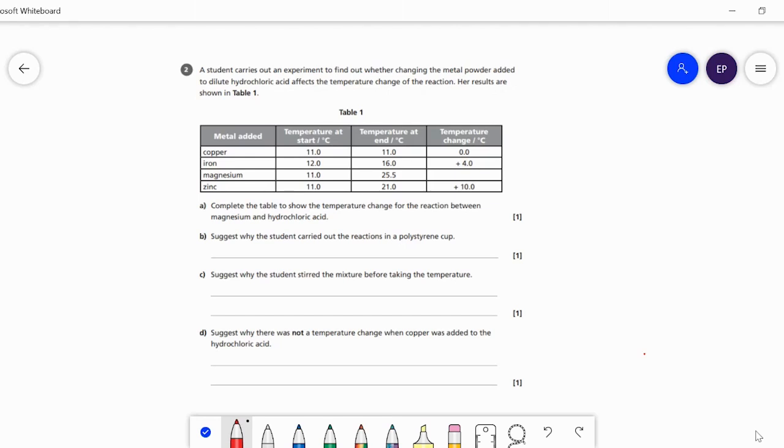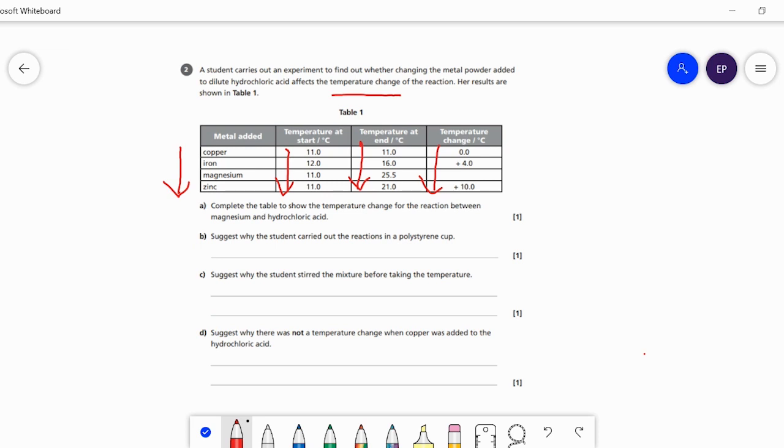an experiment to find out whether changing the metal powder added to dilute hydrochloric acid affects the temperature change of the reaction. Her results are shown in Table 1. The table shows the 4 different metals that were used, the starting temperature in degrees Celsius, the temperature at the end of the experiment, again in degrees Celsius, and finally the temperature change, again in degrees Celsius.